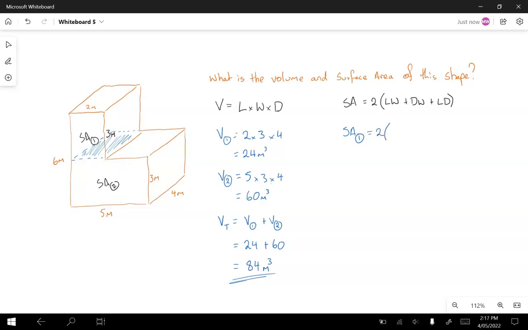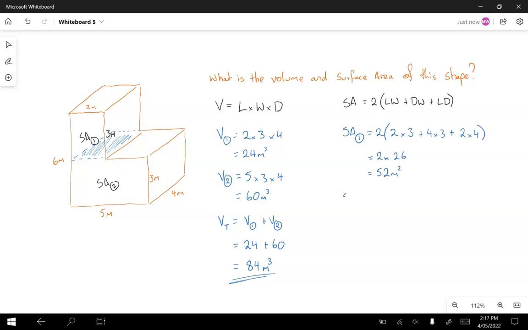double the length times the width, so we'll go 2 by 3, and then we'll have the depth by the width, so it'll be 4 by 3, and then we'll have the length by the depth, which will be 2 by 4. That means that we've got 2 lots of 2 times 3 is 6, plus 12 is 18, 18 plus 8 is going to be 26, so that's going to be 52 square meters.